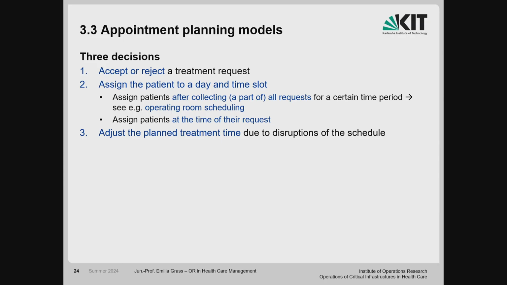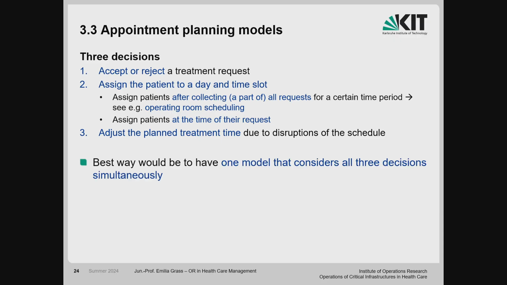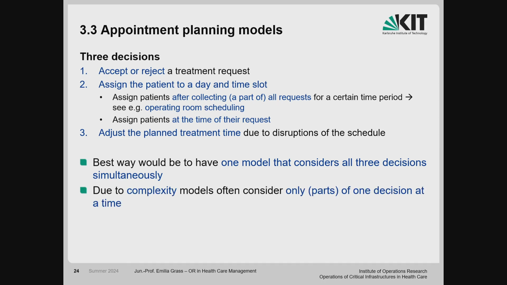What is definitely sure is that your plan is not sure. So you will face some kind of uncertainties. The best way would be, of course, if one model considers all of these three decisions at the same time. However, this is not possible simply because of complexity. They are mathematically so complex that state-of-the-art solvers like Gurobi and CPLEX cannot solve these problems in a reasonable time frame. Often you need these decisions, especially the adjustment decisions, in the morning or during the day, so you need them pretty fast.